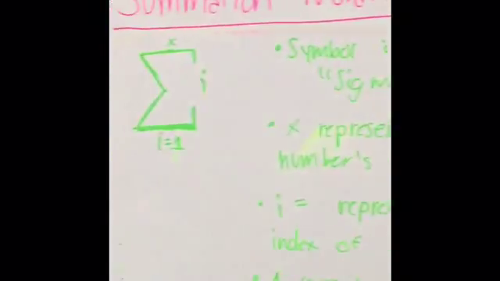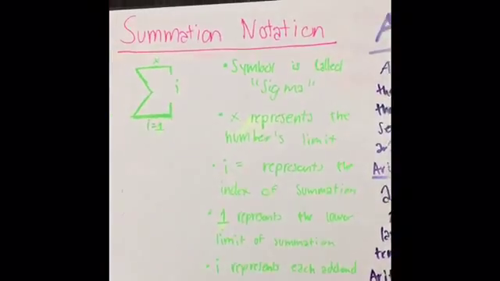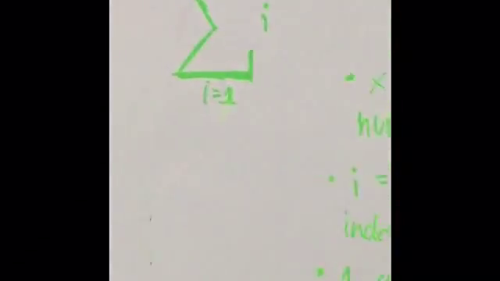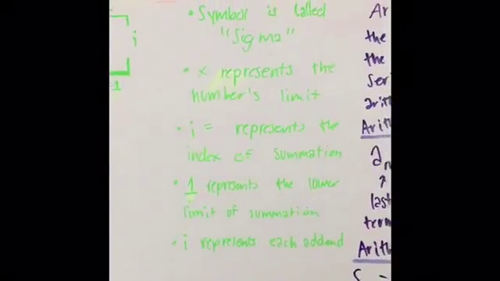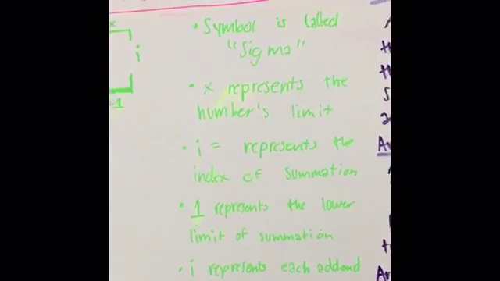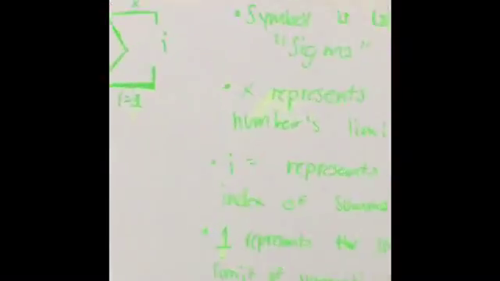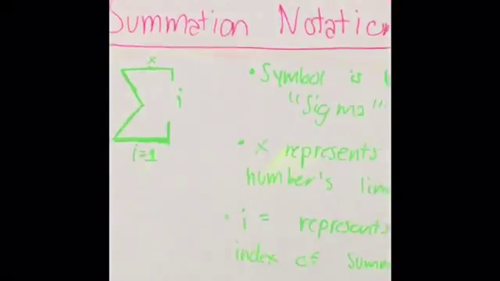Summation notation is symbolized with this symbol, which is known as sigma. n represents the upper limit. i equals represents the index of the summation. 1 represents the lowest limit of the summation. And i represents each addend. That's summation notation.